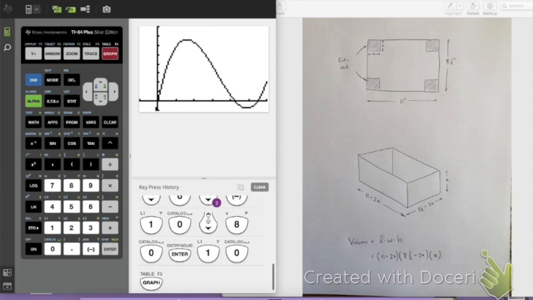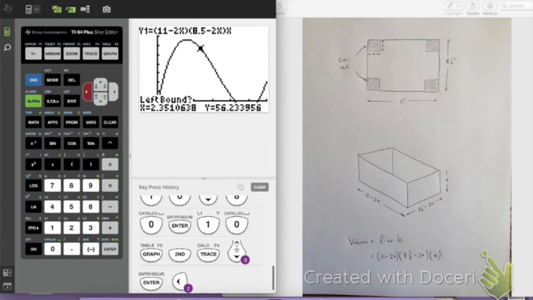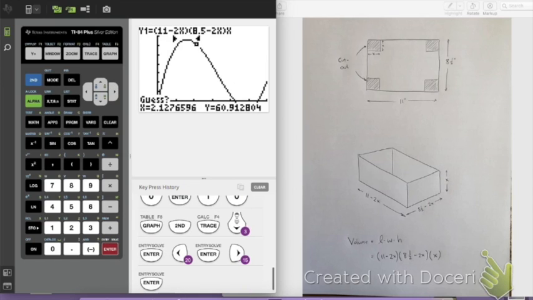I'm going to press the second button, calculate, and I'm going to look for the maximum. Option 4. And then I've got this little spidery thing. I have to position it so it surrounds that maximum point. So I have to be somewhere to the left of it. And then I'll arrow over to somewhere to the right of it. And 1.5854201 is the cutout that will get us the maximum volume.